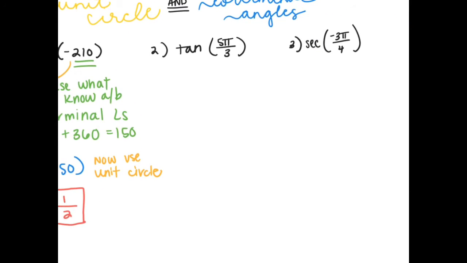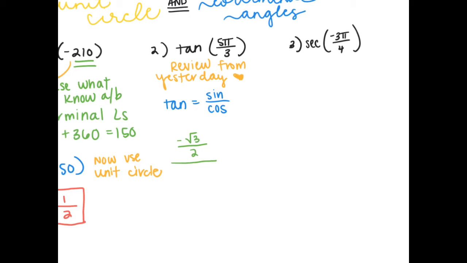Now let's take a look at tangent 5 pi over 3, okay? So this one is a review from yesterday. 5 pi over 3 is going to be inside of my unit circle. So let's take what we know about tangent equaling sine over cosine. So we're going to create that crazy looking fraction within a fraction deal. So I'll have negative root 3 over 2 divided by 1/2. Keep, change, flip. 2's cancel, so I get negative root 3.